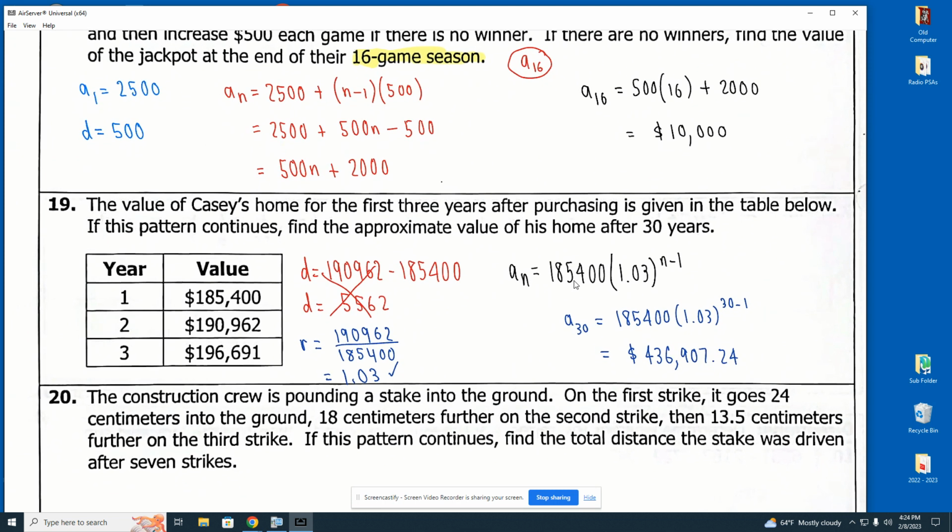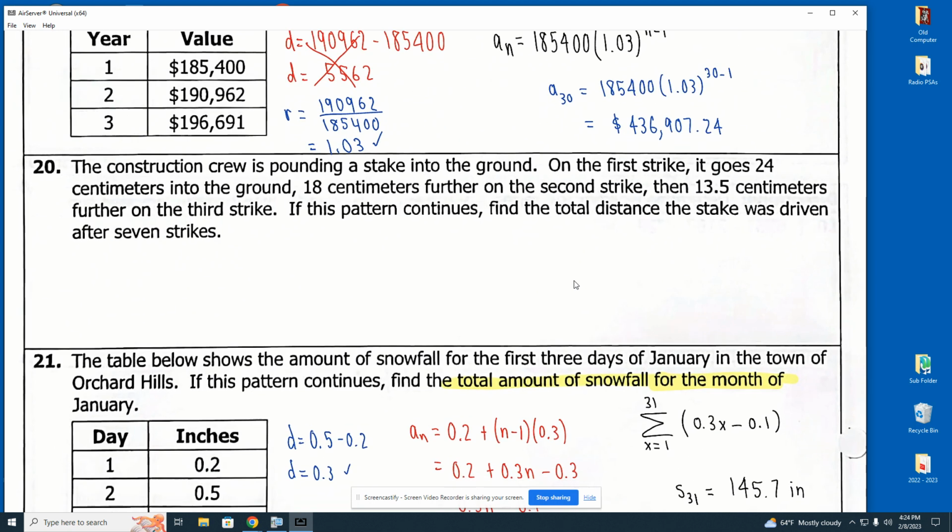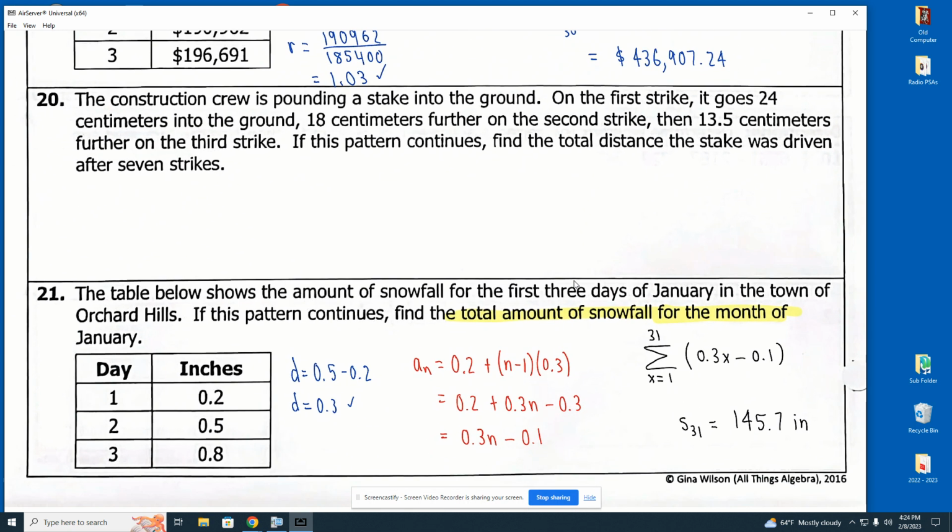So my equation was 185,400 times 1.03 to the n minus 1 power. But once again, look at what this says. Find the approximate value after 30 years. So we're looking specifically at what it will be after 30 years. So that's A sub 30. Number 20, I want to do that one. I'll leave 21 up here. It's already done as well.